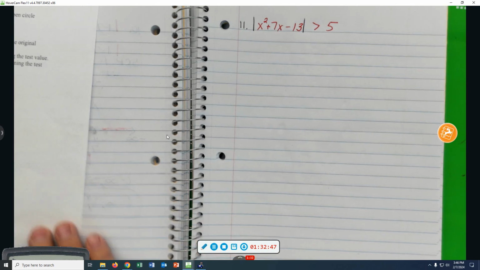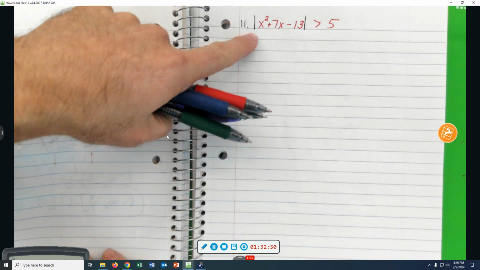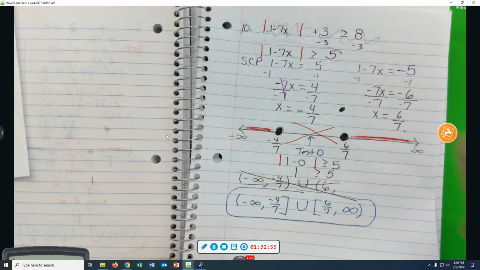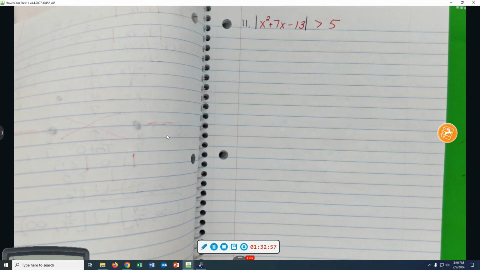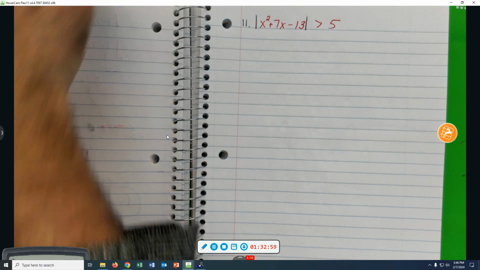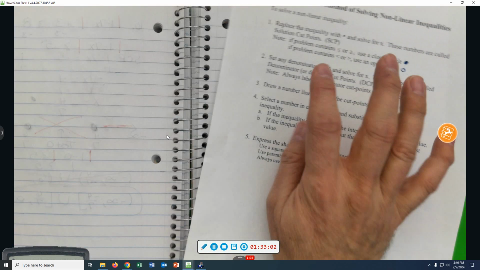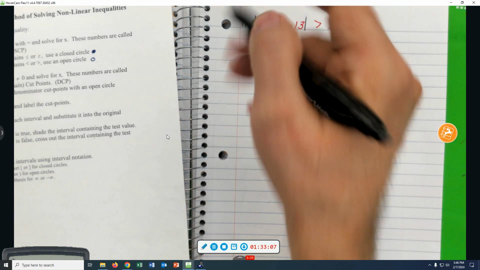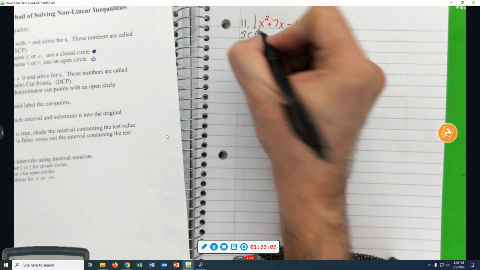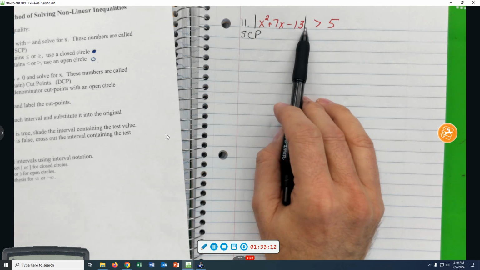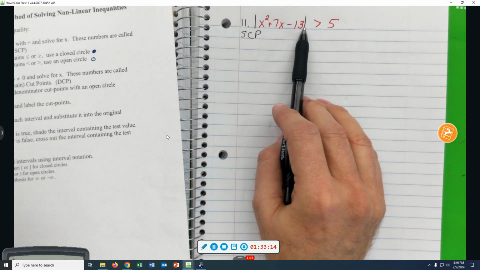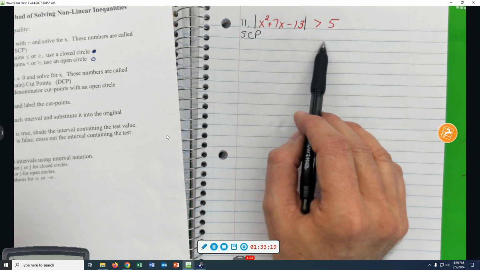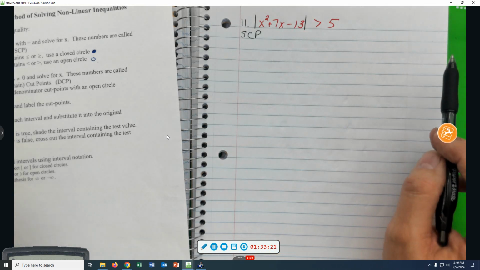Okay, so it has absolute value bars. Like over here, we had to isolate the absolute value bars. Are these already isolated? Yes. So, are there any denominator cut points? No. So, you're going to solve the absolute value equation. And how do we solve an absolute value equation? What am I going to do? Equals positive 5 and equals negative 5.